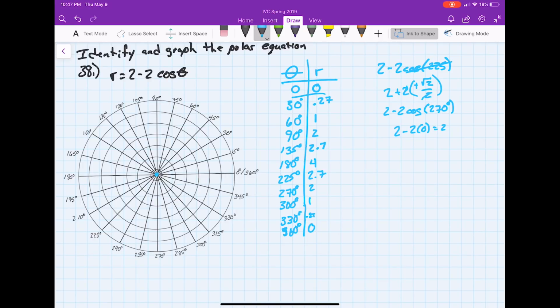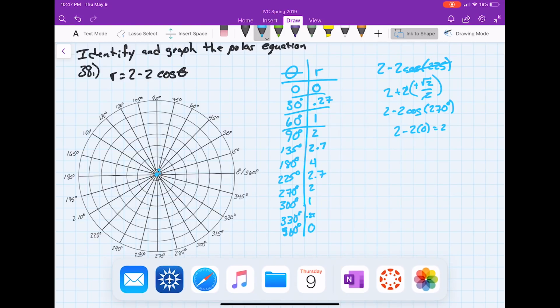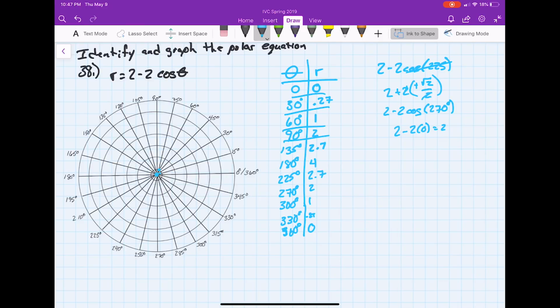So we can start plotting these, and my little polar graph here is really kind of hard to see. At 30 degrees, it's a dot barely away from 0. At 60, it's this dot right on the 1 ring. And at 90, it's a 2, so we'll be able to see this one. And at 135, it's 2.7, almost to the third ring here. And then at 180, well, that one's all the way out to the fourth ring.